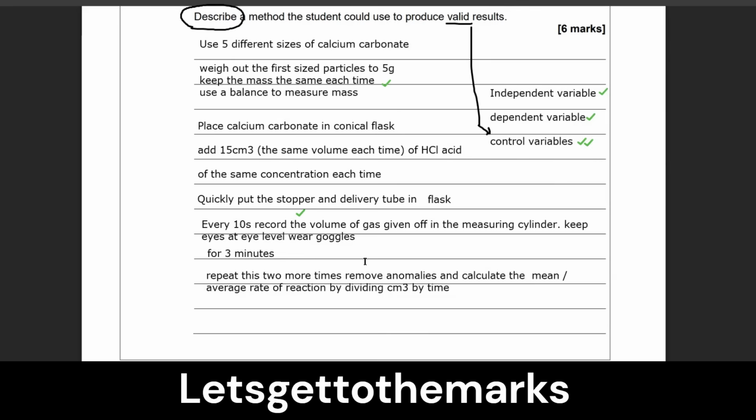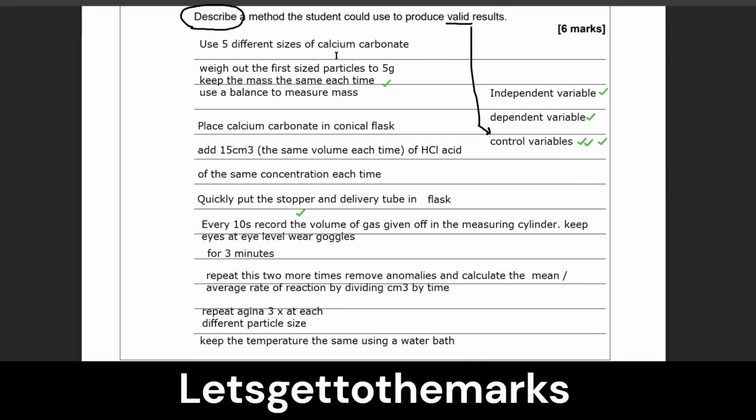Okay. What else? I'm going to say repeat again 3 times at each different particle size. Now, one thing I did miss out in my control variable over here, I didn't mention temperature. So I'm going to say keep, because that is a big factor that affects the rate of reaction. Keep the temperature the same using a water bath. Okay, water bath in all biology, physics, and chemistry is how you keep temperature the same. And actually get me 6 fat marks.